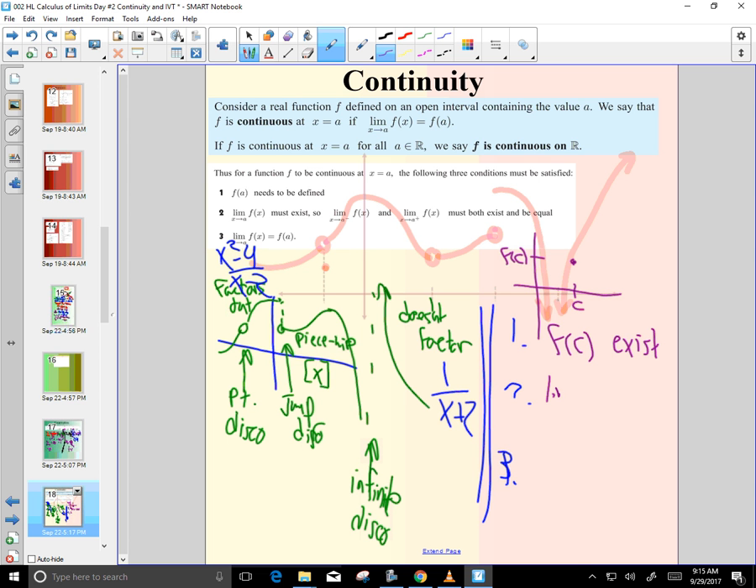The limit as x approaches c of f of x exists. So in other words, the limit on the left has to equal the limit on the right. What do you think the third criteria is? You got this y value. You have this limit. What do you think they have to be? The same, yeah. So the limit as x approaches c of f of x has to equal f of c.